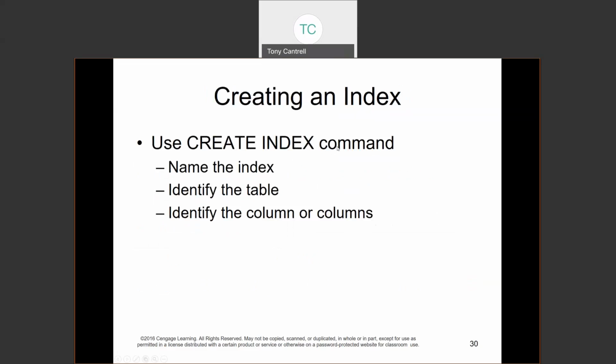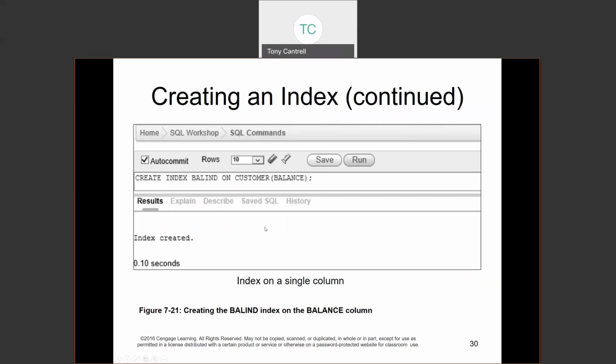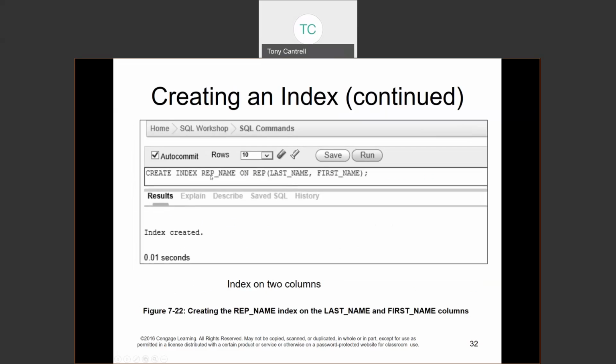Use the create index command with the name of the index, identify the table and the column or columns. So this says create index BALEND, which is the name of it, on CUSTOMER, the table, and BALANCE is the name of the column. Create index REPNAME on the REP table, alphabetical by last name, then first name.